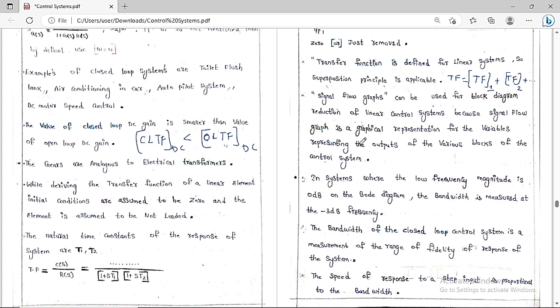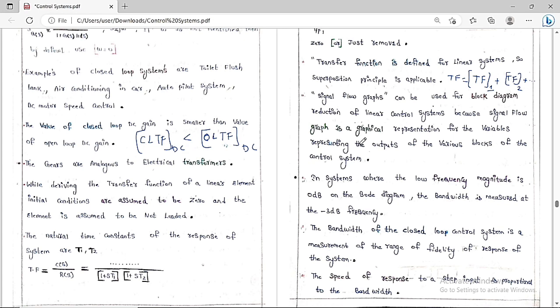So in simple words, I can say like this. Suppose you take a block diagram that is very complex. With the help of a signal flow graph, we are going to simplify it by assuming the summing points as nodes as well as the takeoff points as nodes. Then we can easily draw the signal flow graph, and with the help of Mason's formula, we can easily figure out the transfer function in a much easier manner. So signal flow graphs can be used for block diagram reduction of linear control systems because a signal flow graph is a graphical representation for the variables representing the outputs of the various blocks of the given control system.